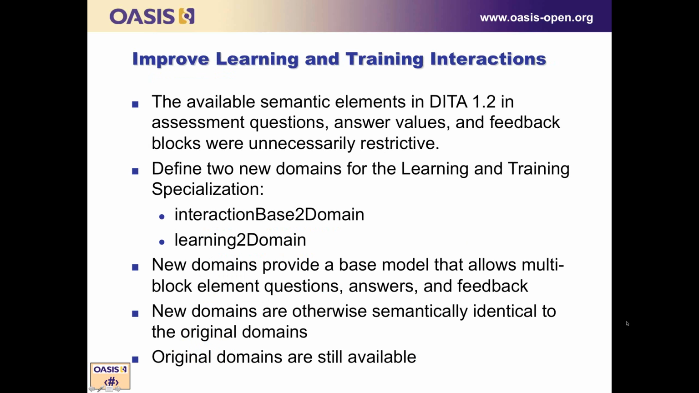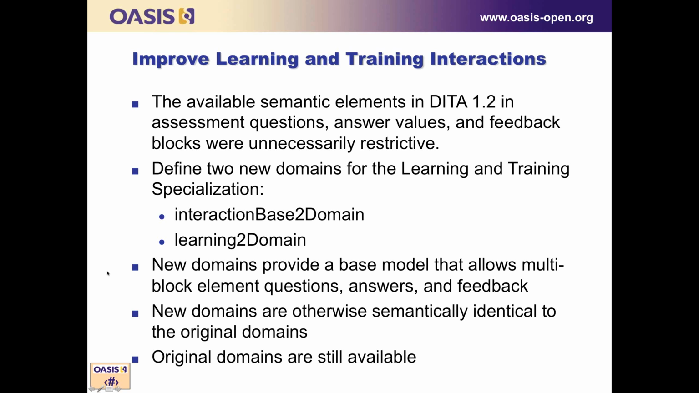So we wanted to improve the learning and training interactions. We wanted to be able to put more robust markup within the question statements, within the answer values, and within the feedback, so that we can have a wider array of content available in there. The way we did that was by defining two new domains for the learning and training specialization. One is called the interaction-base 2 domain, and another is called the learning 2 domain.